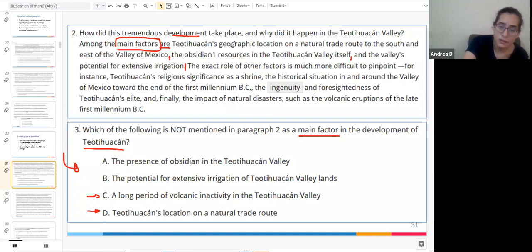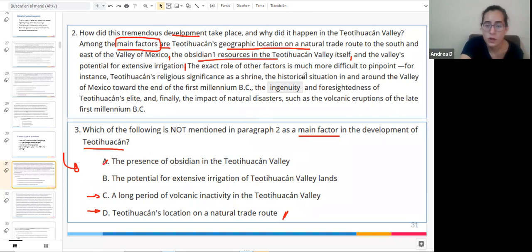So the first factor is Teotihuacan's geographic location on a natural trade route. So you look for that in your options, and I think that's actually D, right? So we could eliminate that option. Then you have the obsidian resources in the Teotihuacan Valley itself. So that is option A, isn't it? The presence of obsidian in the Teotihuacan Valley.